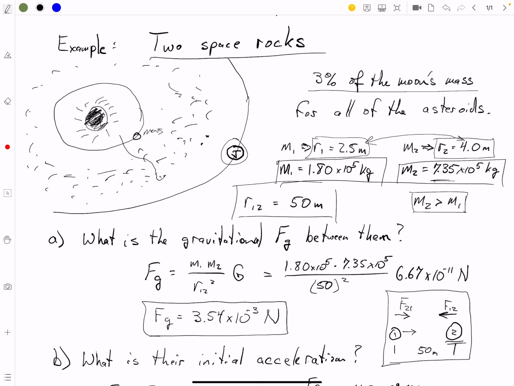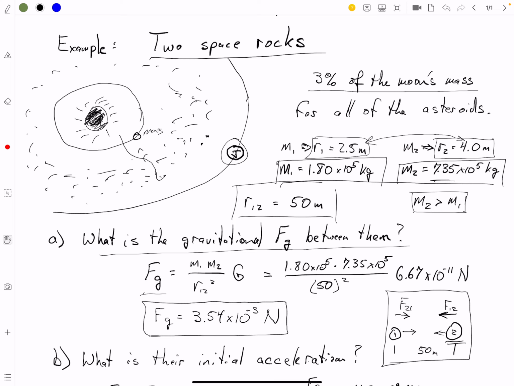F21 is the force of 2 on 1. F12 is the force of 1 onto 2, causing 2 to get closer to 1. And 1, of course, wants to get closer to 2. What is the gravitational force between them? That's the question, first part. So we do our universal law of gravitation, plug in the numbers, and we get that equals 3.54 times 10 to the minus 3 newtons.